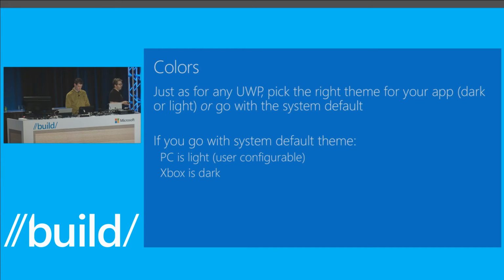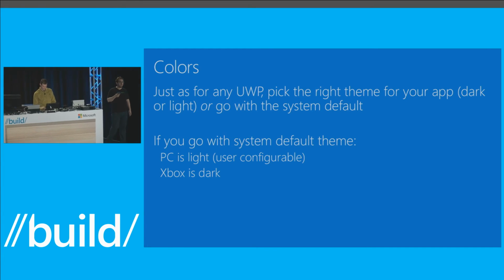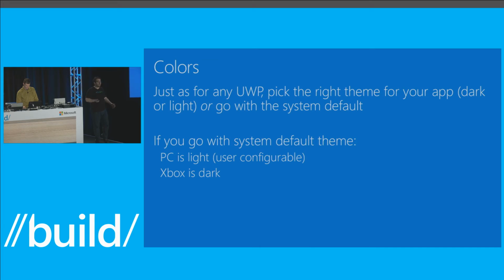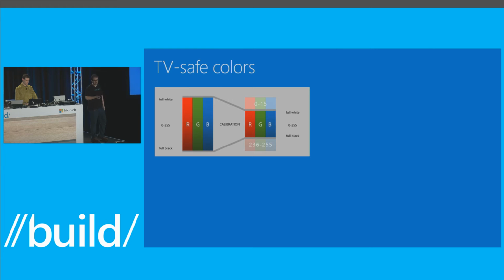A couple other things presenting on television is just colors. Just like for any UWP, you can pick the color scheme that you think is best for your app. If you do default to the system-provided color scheme, on a PC that defaults to white, although there's a user setting to change it, and on an Xbox that defaults to dark, so just be aware of that. But take advantage of color there.